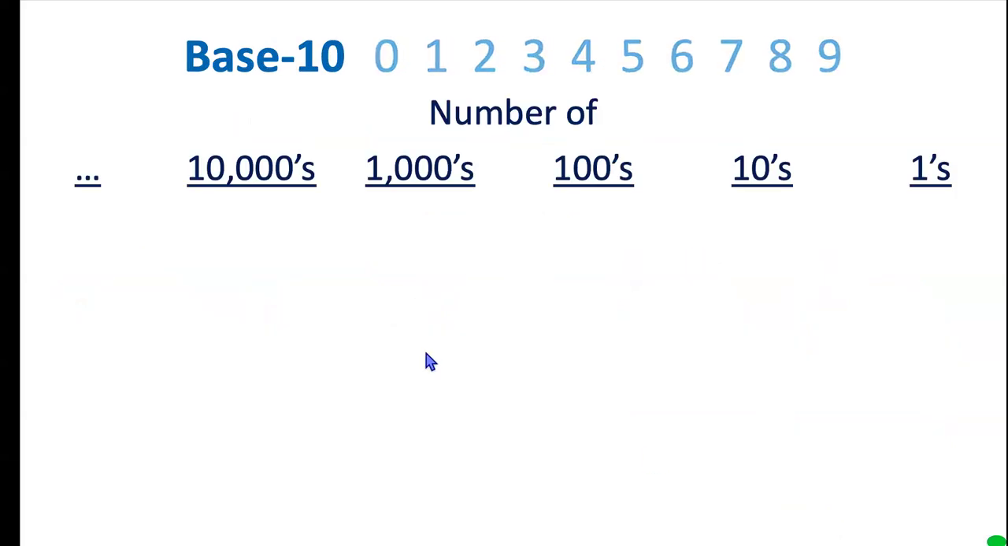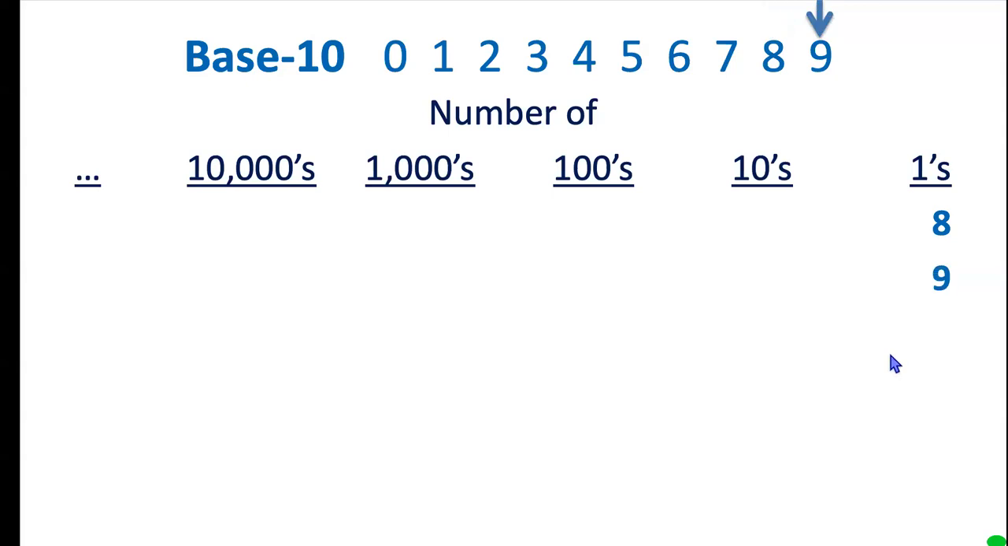In base 10, we have those 10 digits. If I was counting in decimal and I got all the way to 8, sounds good. What if I increase this by 1? My next value is a 9. All right, what do I do if I want to increase this by 1 again? I've run out of digits here.